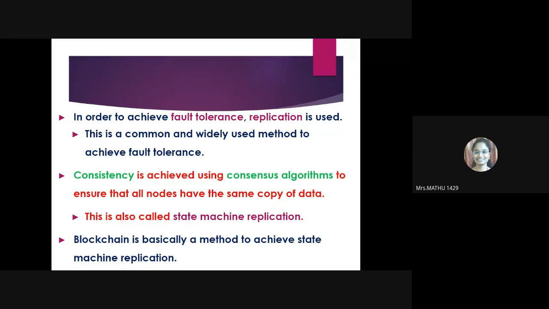We can call it state machine replication. Why are we talking about all these things? Because in blockchain, this property is very essential.